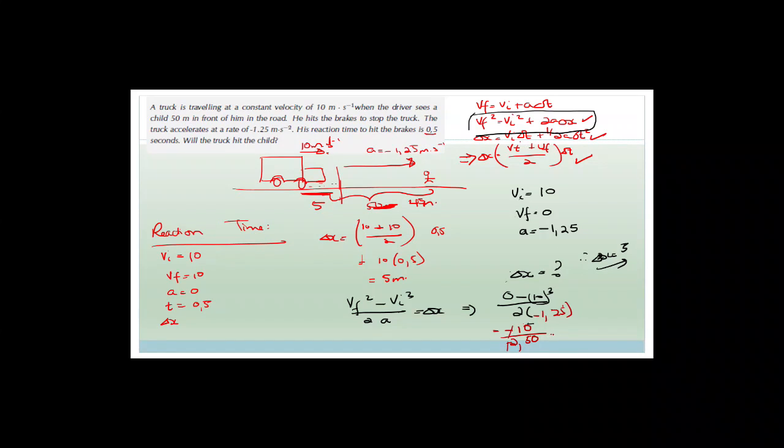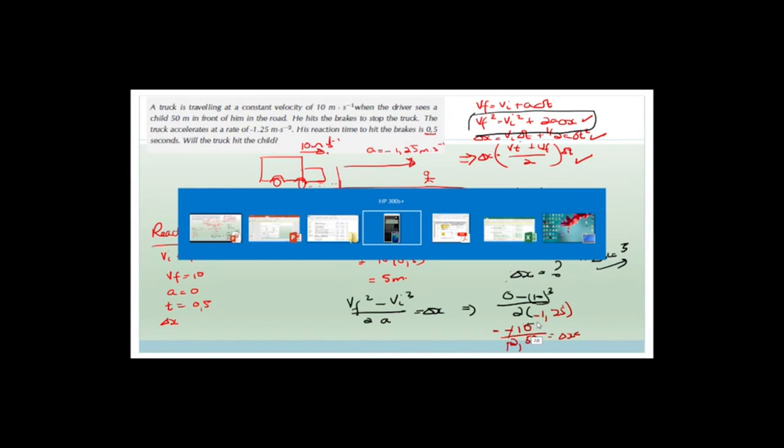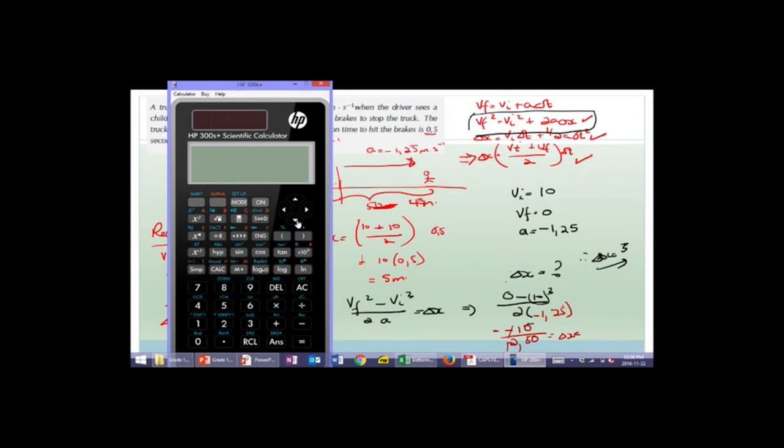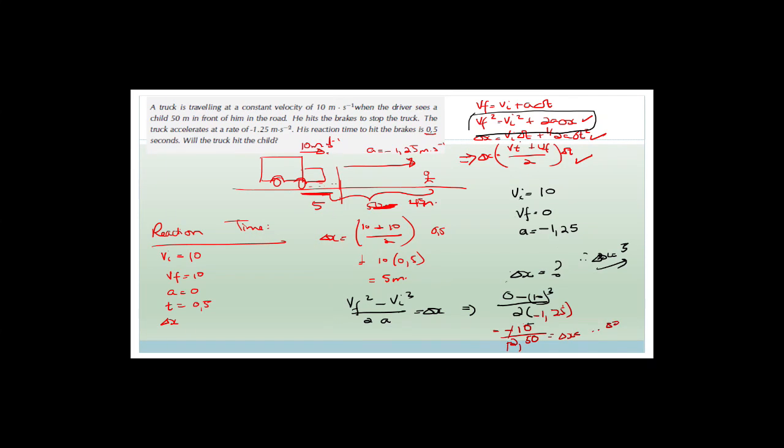We cancel that to get our delta x, which is 10 divided by 2.5. 10 divided by 2.5 equals 4. Therefore, delta x is equal to 4.